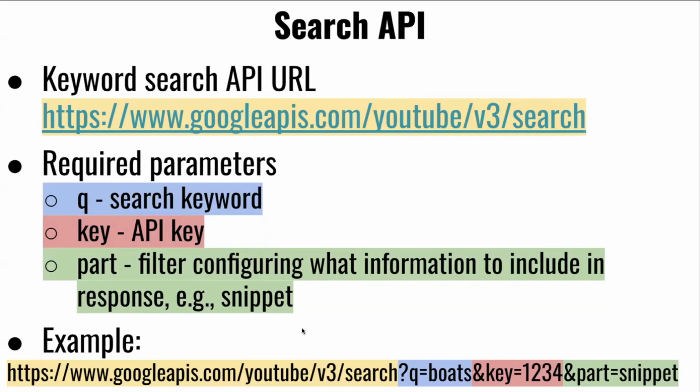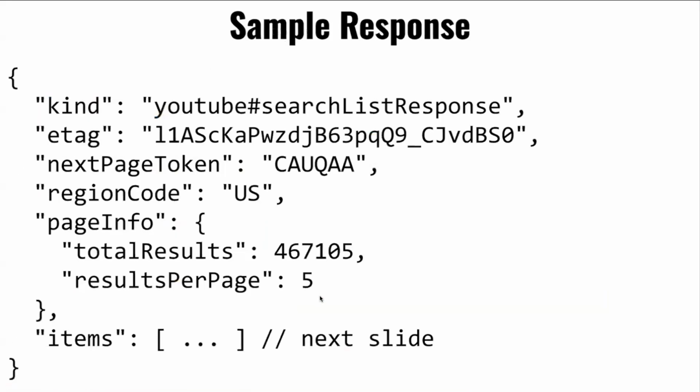One of the more common things to filter on is snippet. Snippet gives you the minimum amount of information that still is useful. It includes the title of the video, the ID of the video, a short description of the video, and whatnot. That's what we'll be using. You say what part you want, and snippet is one of the filtering criteria. And here's a sample of what you get back.